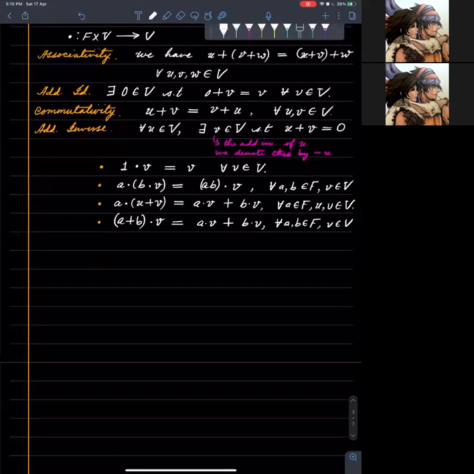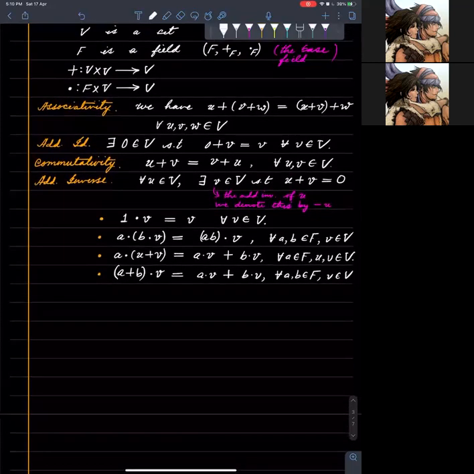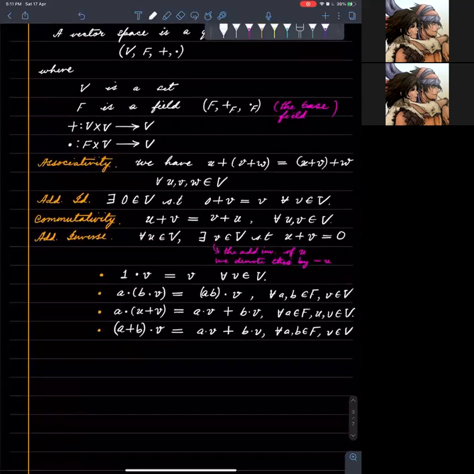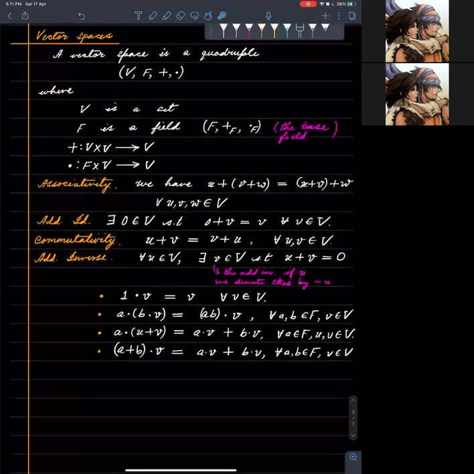So these four axioms plus the previous four axioms is what defines a vector space. When these 8 axioms are satisfied, we call this quadruple the vector space. And the elements of V will be called vectors. The elements of F are called scalars. This is called the addition. This is called the scaling.